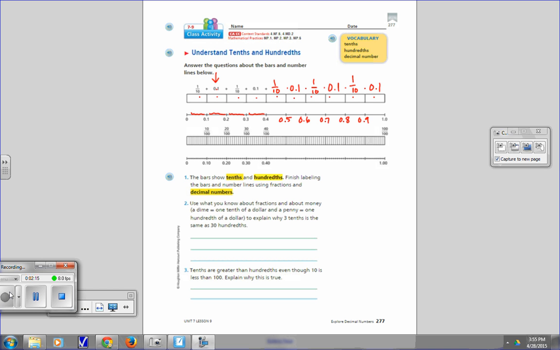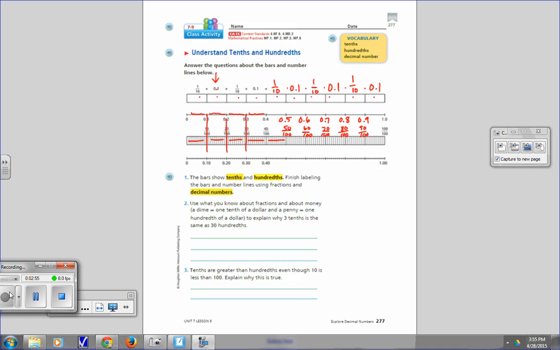What I want you to see is that this next bar that we have here is broken into hundredths. So it's taken each 10 and broken it into 10 more. So this is 10, this is 20, this is 30, this is 40, this is 50 hundredths. This is 60 hundredths. This is 70 hundredths. This is 80 hundredths. And this is 90 hundredths.